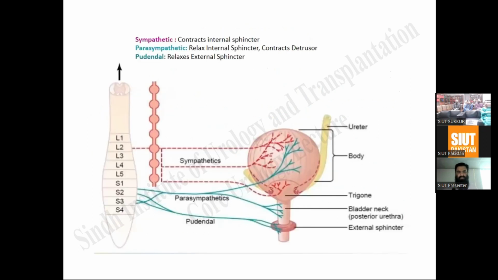So this is the pattern of the sympathetic and parasympathetic, which work opposite to each other. The sympathetic contracts the internal sphincter, while the parasympathetic relaxes the internal sphincter. Pudendal relaxes the external sphincter. Parasympathetic works on the contraction of the detrusor muscle.